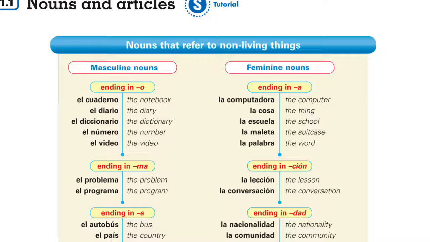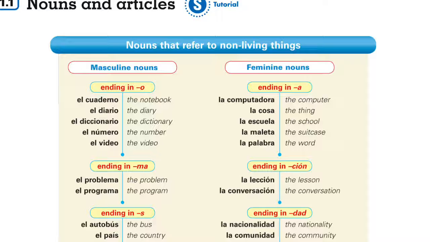Okay, so look at this chart. We have masculine nouns on the left and feminine nouns on the right. So let's practice saying these together. El cuaderno, the notebook. El diario, the diary. El diccionario, the dictionary. El número, the number. El video, the video. Notice all of these ended in O. What does it mean if it ends in O?